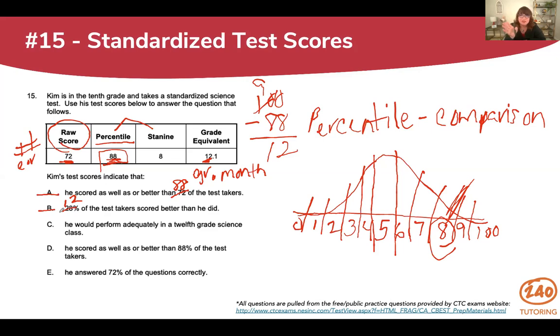That could be the answer. So let's keep going. We're just going to put a little dot by that one. D, he scored as well as or better than 88% of the test takers. All right, that 88 is that percentile score, and we know that's what it tells us. He scored better, or at least as well as, because there may have been some people who made the exact same score as him, than 88% of the test takers.